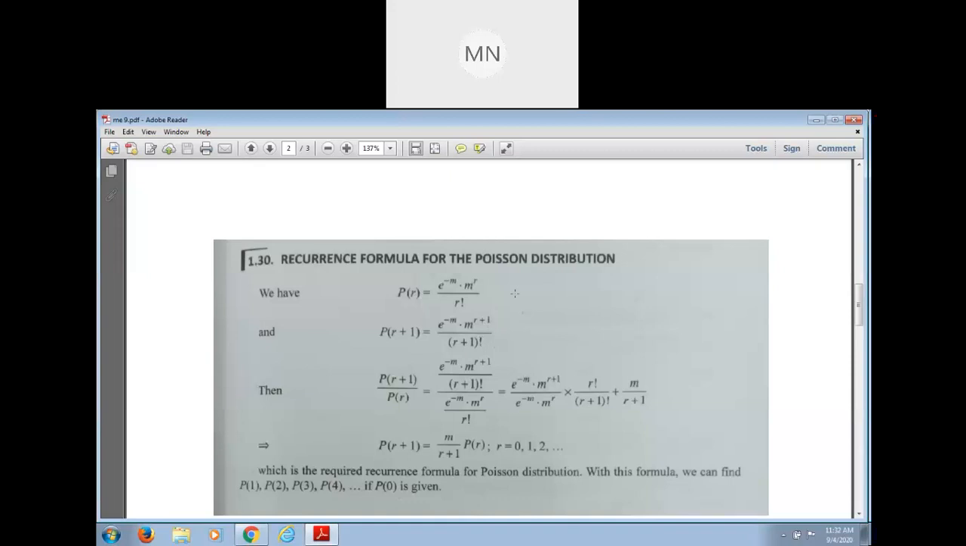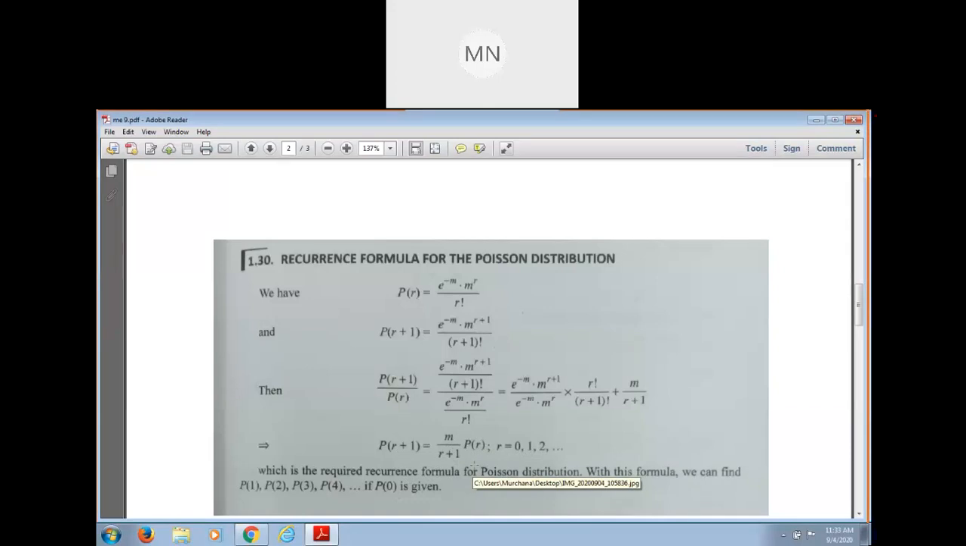By dividing these two equations, what do we get? The p of r plus 1 divided by p of r is what? After calculating, we get p of x equals r plus 1 is m divided by r plus 1 into p of r. Here r takes the values 0, 1, 2, 3, and so on. This is the required form, the recurrence formula of the Poisson distribution.